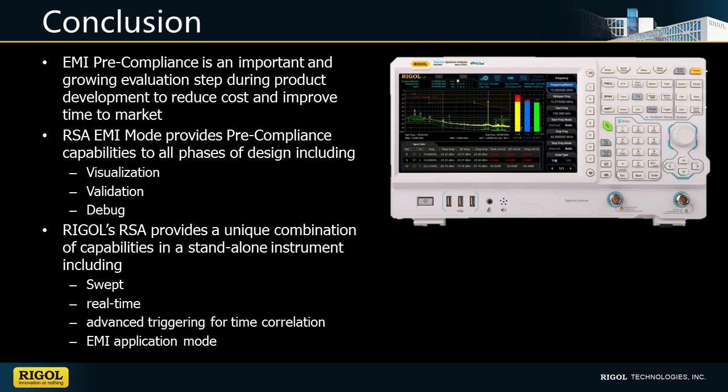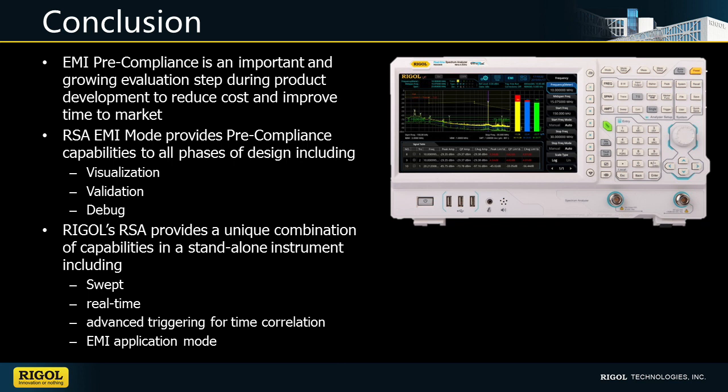So today we've looked at how we can use pre-compliance measurements throughout our design cycle to save us time and money when we get to real compliance testing. We can visualize tests during our implementation phase. We can validate emission signals during our test phase. And when needed, we can debug using real-time analysis and time-correlated data to really find the root cause of any emissions problems that might be occurring.